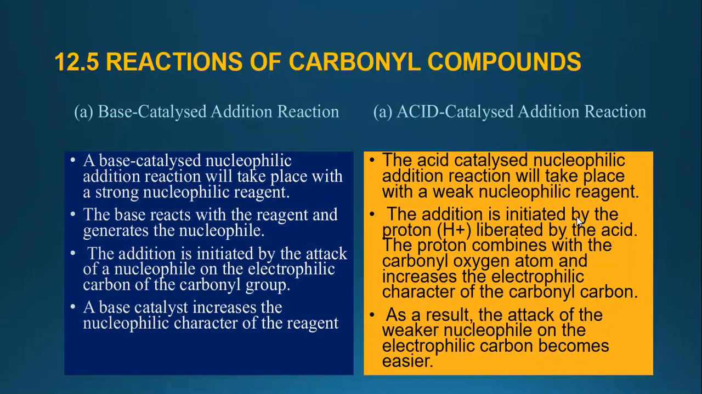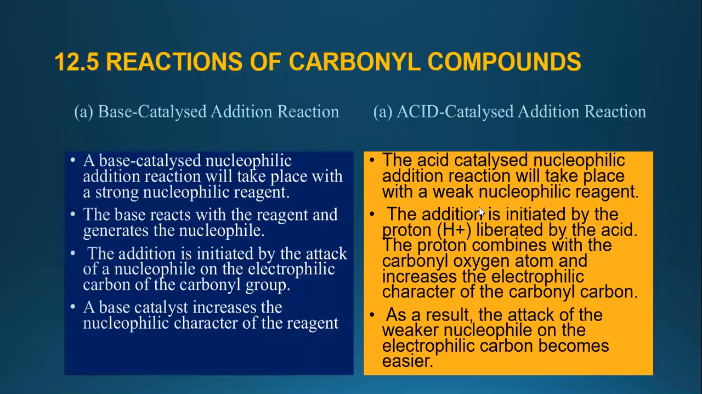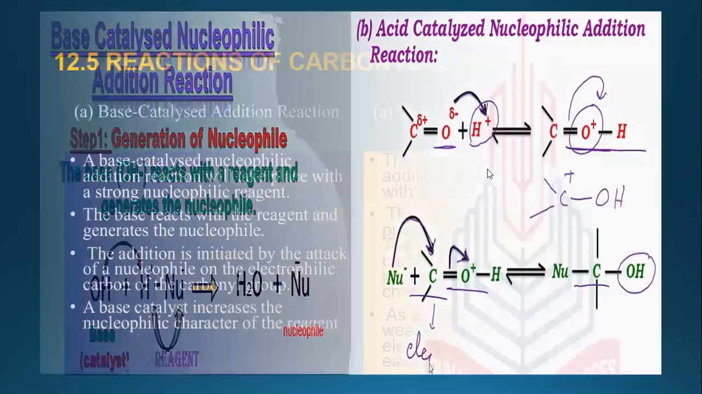The addition is initiated by the proton. Like you have seen, the addition is initiated by the proton liberated by the acid, and the proton will combine with the carbonyl oxygen atom and increase the electrophilic character of the carbonyl carbon. You have seen in this example that this proton is liberated by any acid, and this proton will develop a bond with the carbonyl oxygen atom. So after the addition and the movement of this double bond toward the oxygen side, the electrophilic character of this carbonyl carbon will increase.